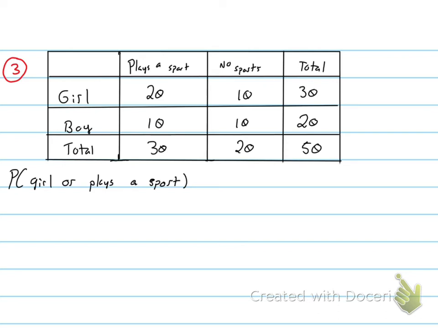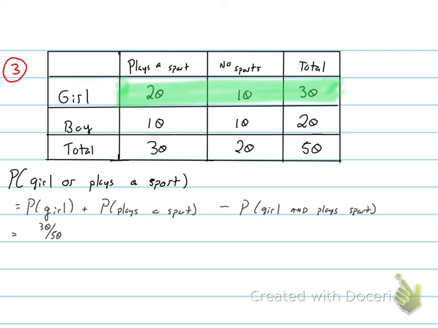And let's say I want to pick someone randomly in that survey, and I want to figure out what's the probability that I choose a girl or someone that plays a sport. Again, I see the word or, so I'm going to think addition. So I'm going to add the probability of picking a girl plus the probability of playing a sport minus the probability that I pick a girl that plays sports. Just thinking about the problem logically here, there's going to be some overlap because you can be a girl and play a sport at the same time. These are not mutually exclusive events.